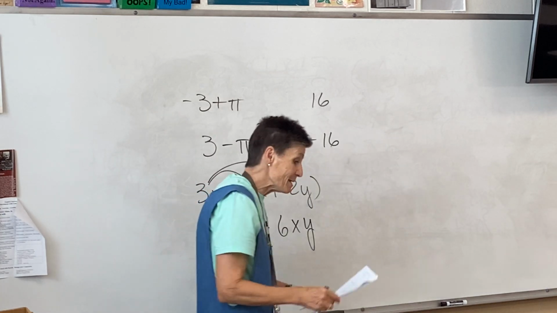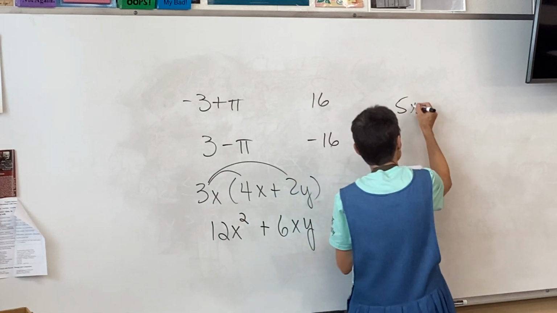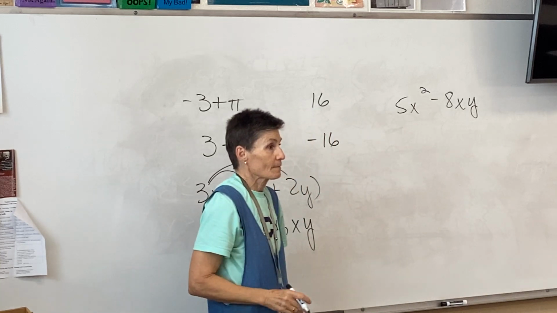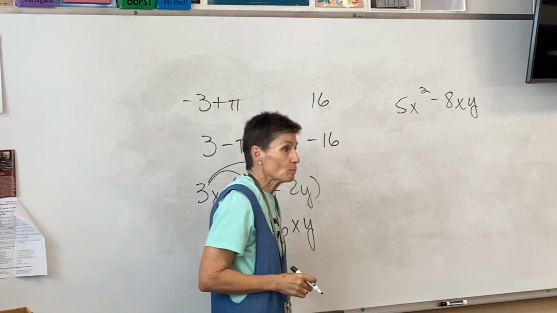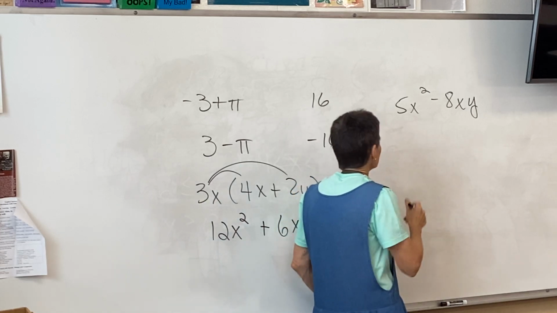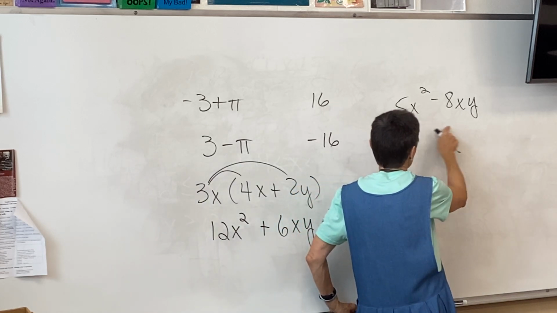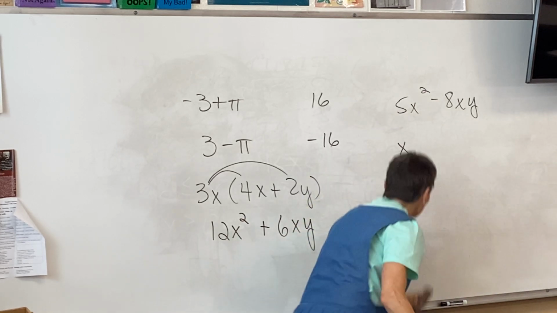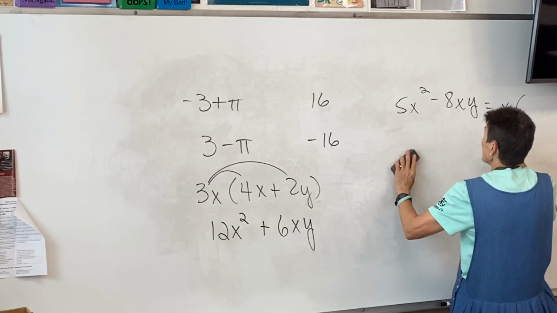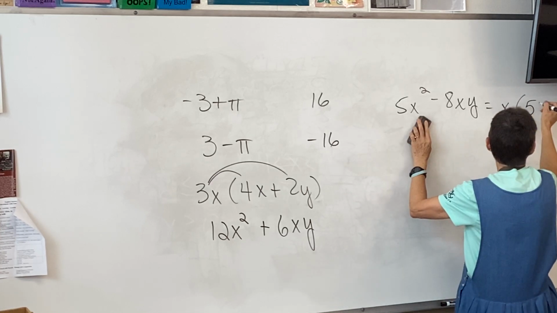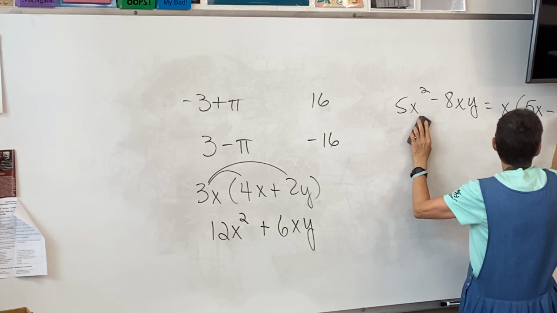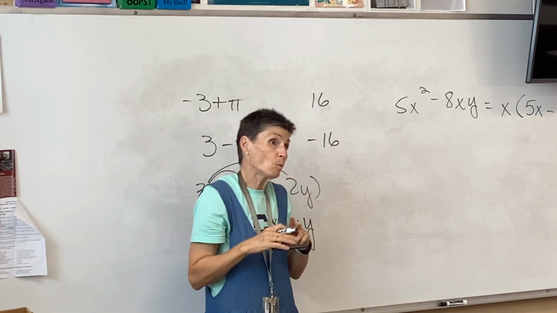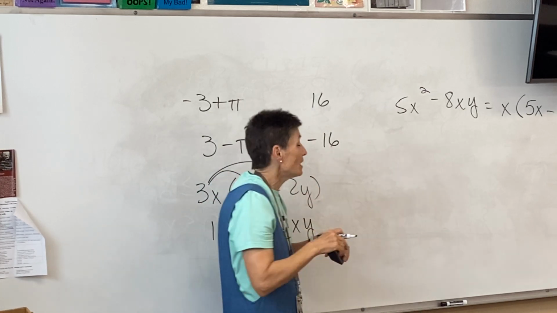Now, B looks different. What am I supposed to do with B? We call it factoring. We're supposed to factor out whatever we can. So what can I factor out of this? An x. Actually, let me do it over here. And that would leave me with 5x minus 8y.